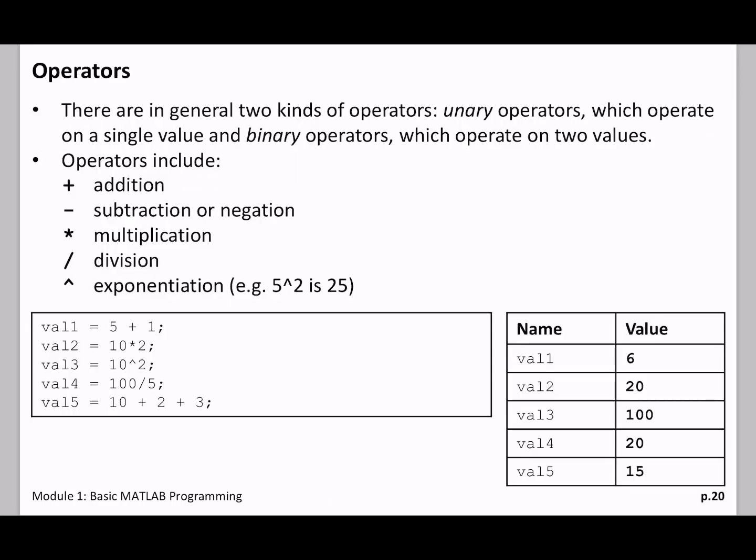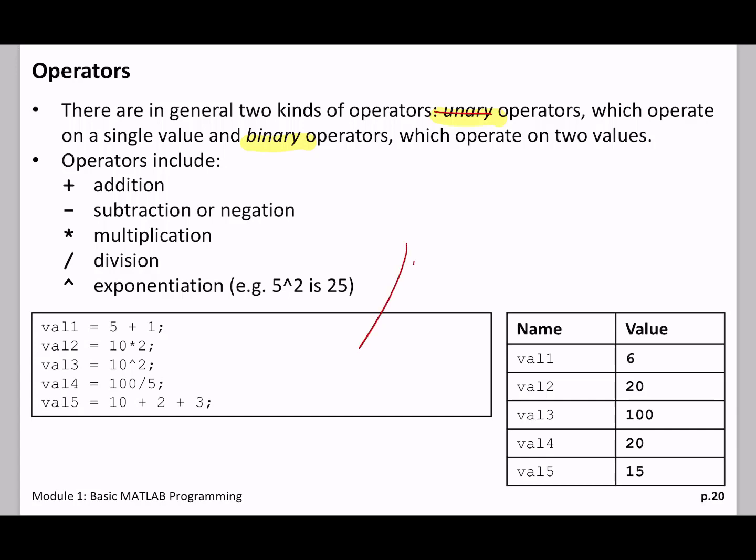All right, so we're going to talk about operators. An operator is a symbol to compute a value. There are two types of operators: unary operators and binary operators. A unary operator operates on a single value, but for binary operators you need two values, one on each side of the operator. It sounds tricky, but it's very simple.